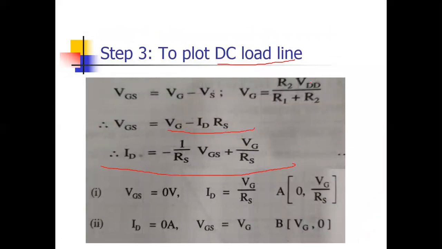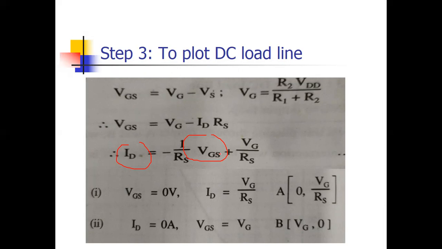From this equation, we will rearrange: ID equals minus 1 upon RS times VGS plus VG by RS. If we compare this equation with y equals mx plus c, then y equals ID and x is VGS. Now see the difference. In the last case, it was VDS, meaning either you could write VDS or VGS. That was okay in that case, but not in this case.